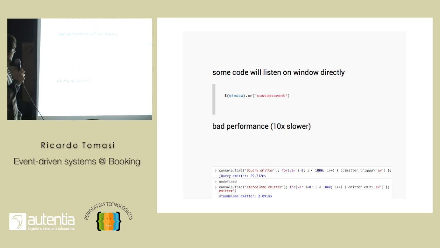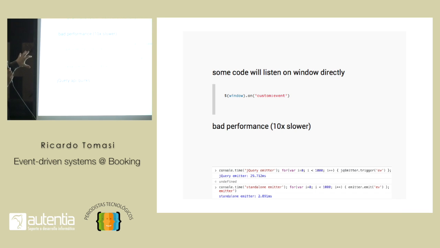It also has pretty bad performance because jQuery has lots of overhead. It has to handle a lot of cross-browser issues. It does a lot, and it means it's over 10 times slower than just using a standalone event emitter implementation. I'll show you what that is later. In this case, it's a basic benchmark emitting 1,000 events. It takes 30 milliseconds using the jQuery window object, and it takes 2 milliseconds using an emitter.